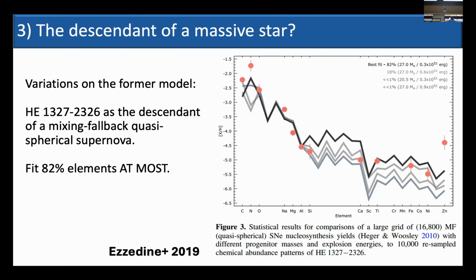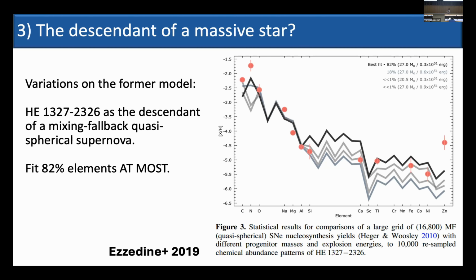However, even if you play with all these parameters, Ezzeddine et al. in 2019 showed that the best you can do to fit the abundance of this star is 82% of the elements, even playing with all these parameters. They struggled certainly to get enough nitrogen. That's very typical of supernova models, and they struggled to get the zinc, as you can see.